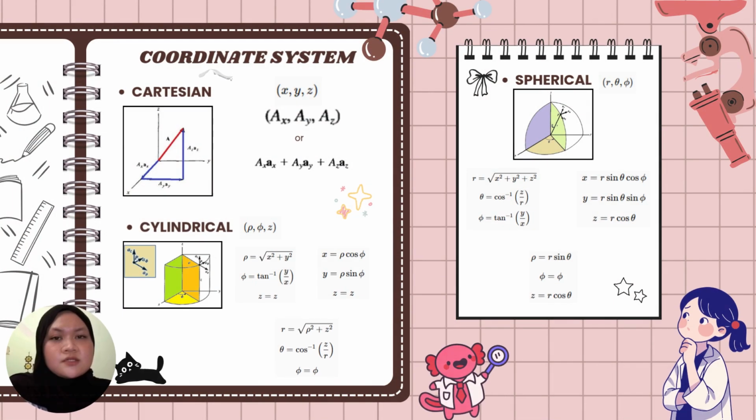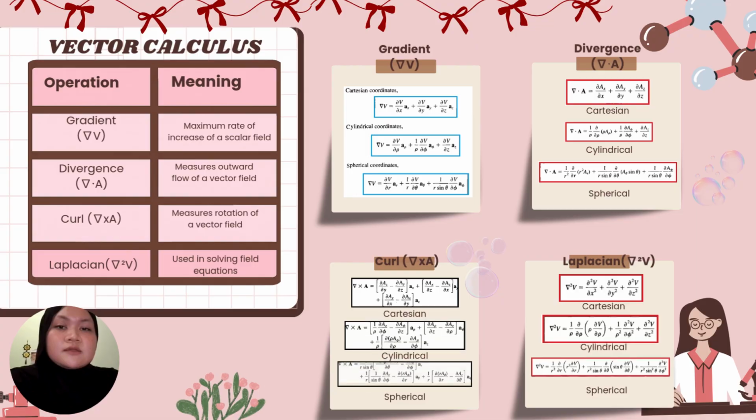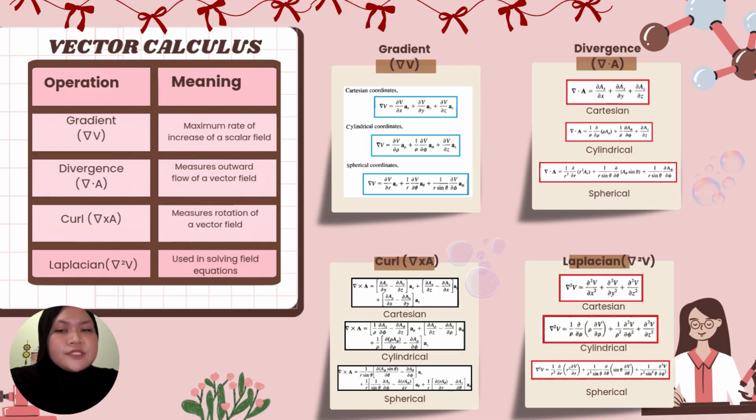There are three coordinate systems: Cartesian, cylindrical, and spherical. Cartesian uses x, y, and z. Cylindrical uses rho, phi, z, and spherical uses r, theta, phi. And we choose the coordinate system based on the shape of the problem, and they can be converted from one system to another. Vector calculus includes four important operations.